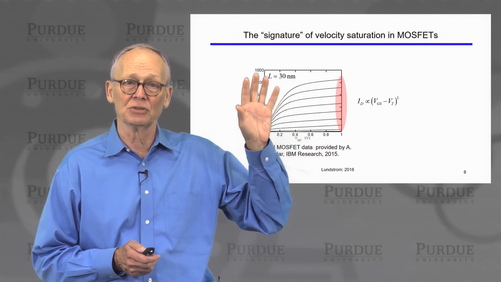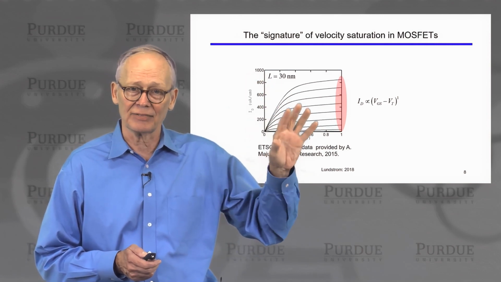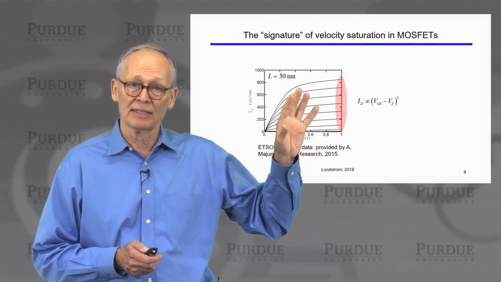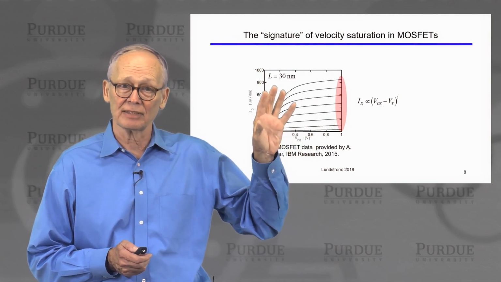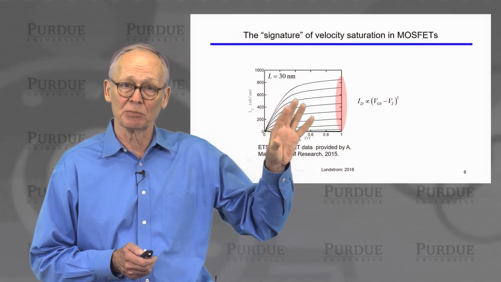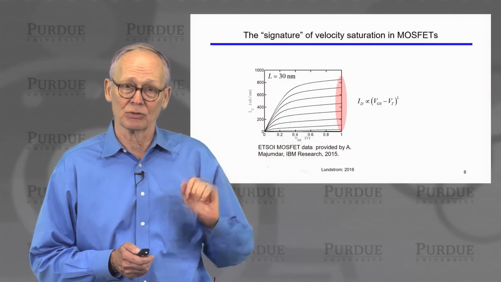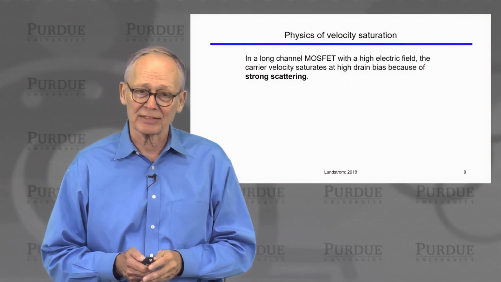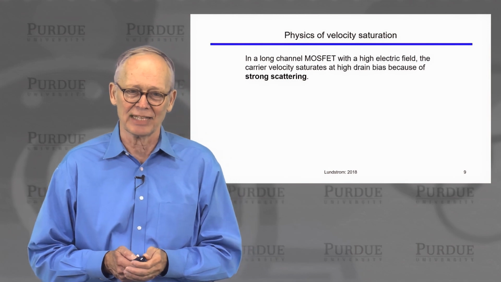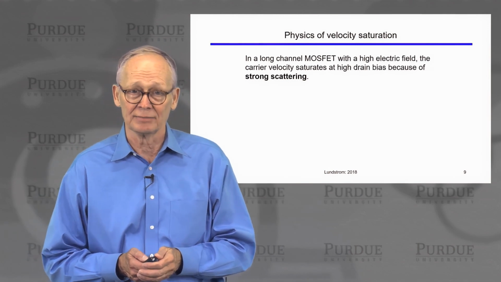Traditionally, this is due to strong scattering in the high field region near the drain. But we've seen that the velocity saturates in a ballistic MOSFET. So the IV characteristics of a ballistic MOSFET would also look like this. So that's kind of interesting to see, and we'll discuss the physics of that saturation now in a minute.